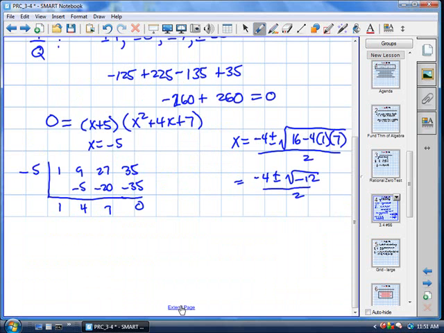Well, what can we do with -12? We could think of that as what? 4 times, how about let's say -1 times 4 times 3. Okay? And what's the square root of -1? And what's the square root of 4? And what's left? And then we could just simplify by factoring a 2 out of the top.